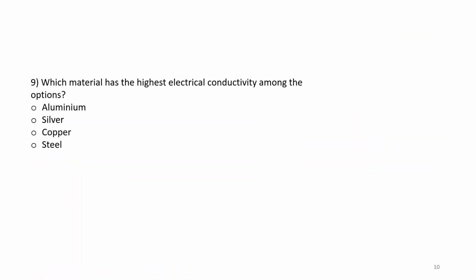Next question is, which material has the highest electrical conductivity among the options? Your options are aluminum, silver, copper and steel. So out of these, the highest one will be silver.